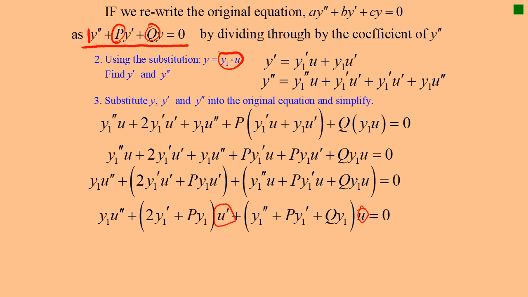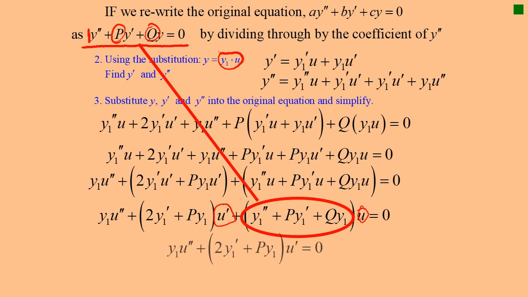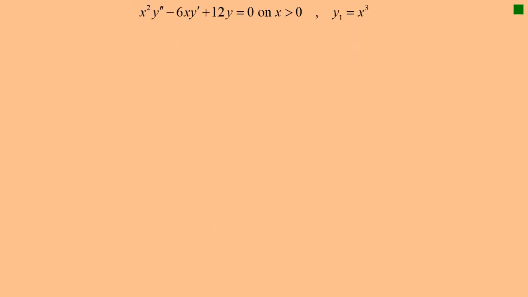And notice that on the end, the y double prime plus py prime plus qy is exactly like what we started with, which we know is equal to 0. So that takes all of that out of the picture. And we end up with this template, which we can use instead of going through all the algebra that we just went through. And so let's see how that would work on a problem.